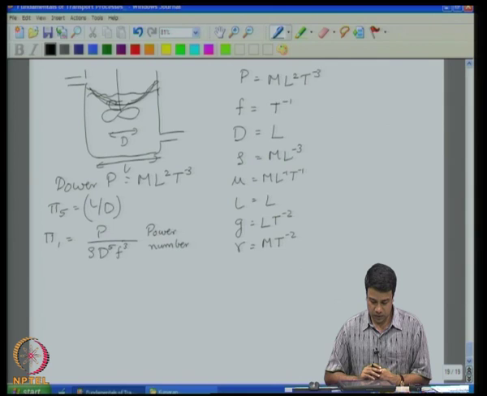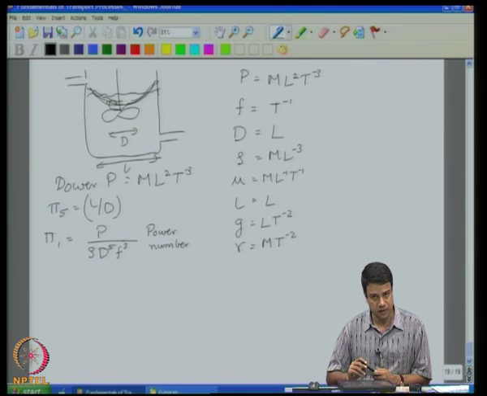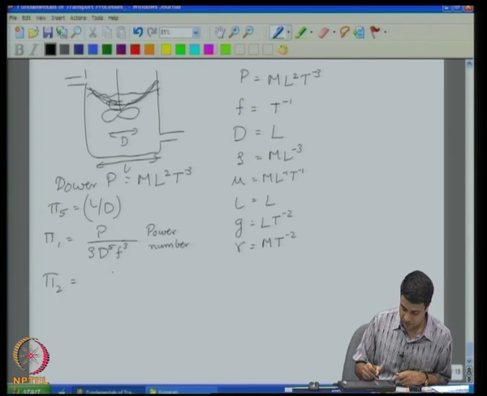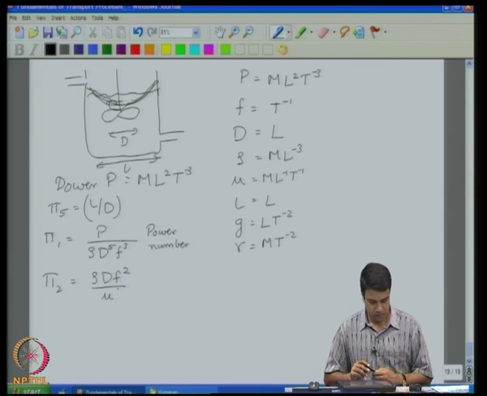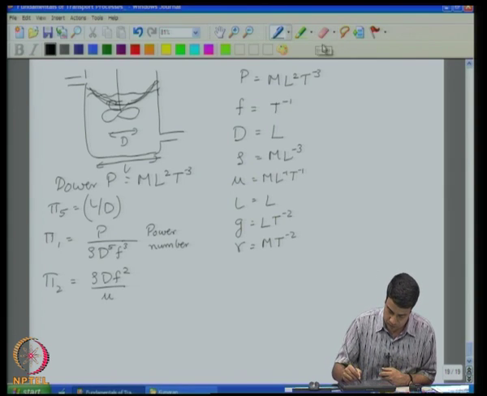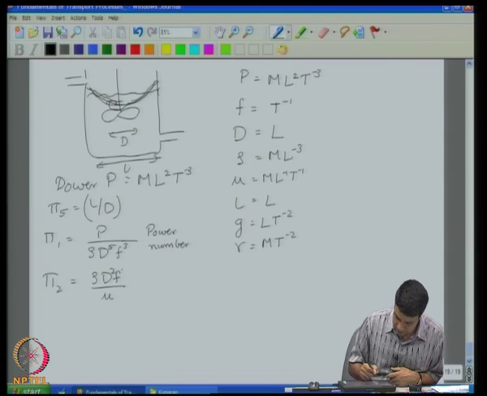And then there have to be 2 other dimensionless groups. One of them involves the density and the viscosity, and that is our familiar Reynolds number, except that this now has to be expressed in terms of the frequency. I am sorry, this is going to be rho d square f by mu, the Reynolds number.